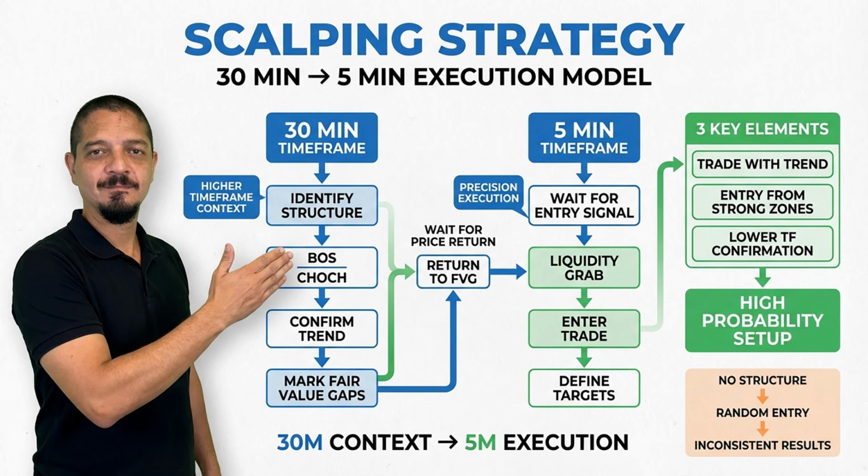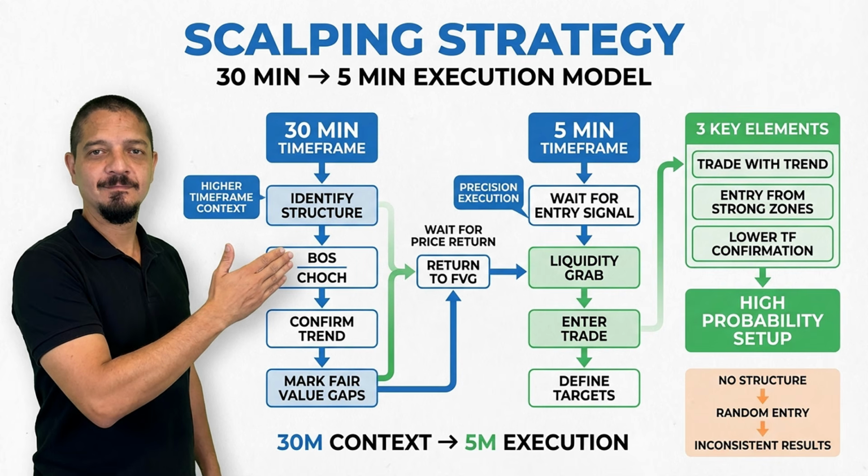Now, let's move on to the first scalping strategy. In this setup, we use two time frames, the 30-minute and the 5-minute charts. On the higher time frame, we analyze the market structure to identify the overall direction. We look for breaks of structure, BOS, and changes of character, CHoCH, to confirm the trend. Then, we manually mark the fair value gaps, the zones that highlight the best areas to look for potential trades.